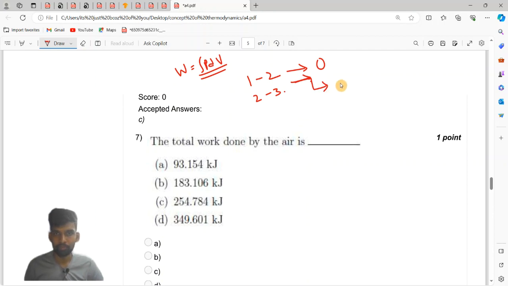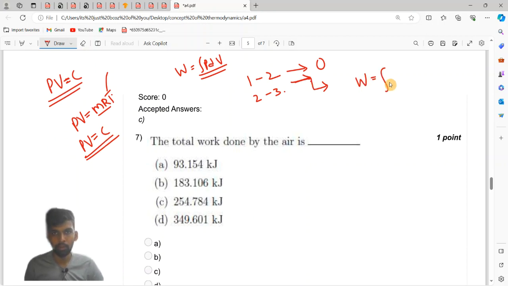So PV is equal to constant. How are we getting this? I have explained it in the above equation. From the ideal gas equation, PV is equal to mRT, and mR is constant for a given gas. For isothermal, T is constant. So from that we get PV is equal to constant.